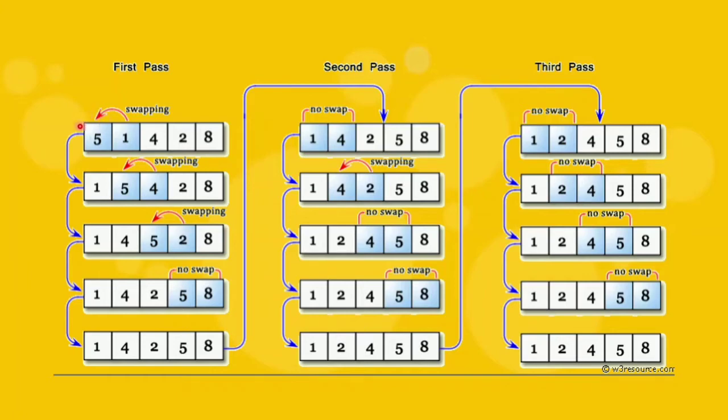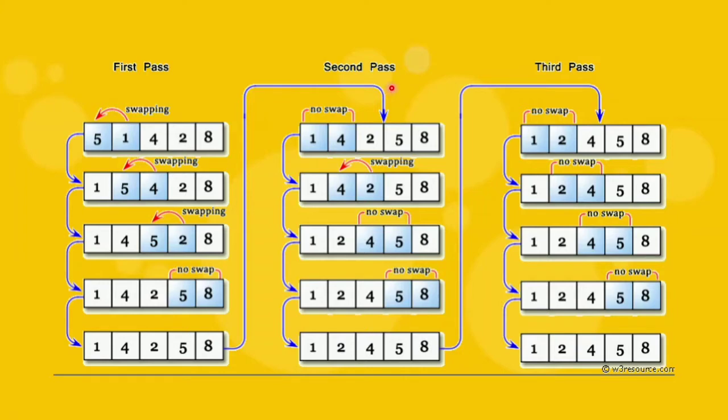So actually we will start from the beginning and go towards the end by comparing the consecutive values. If the first value is greater, then we will swap the values. Else there will be no swap.